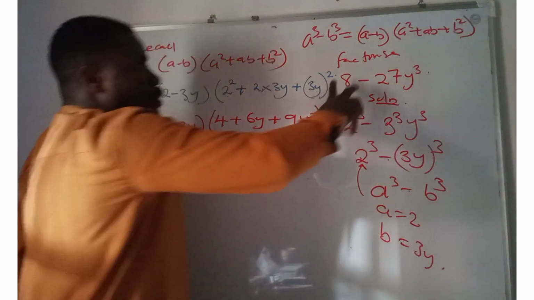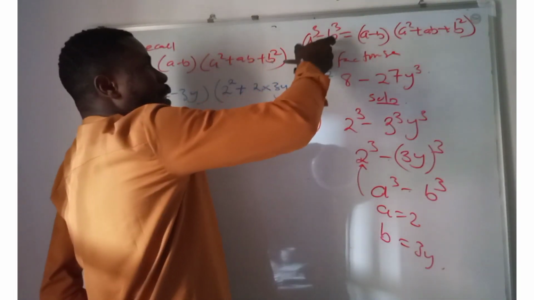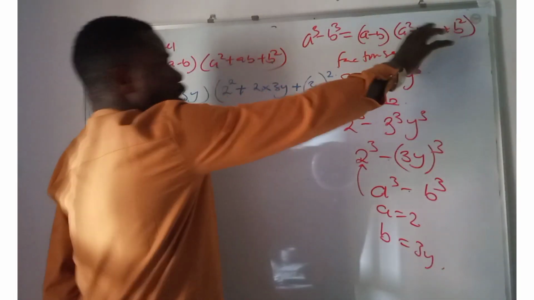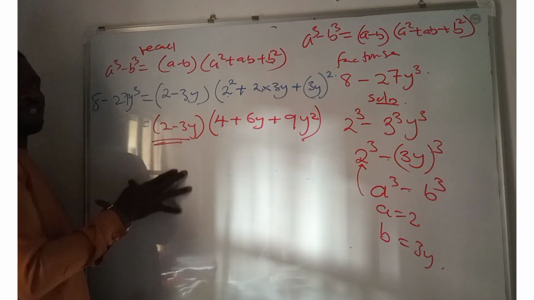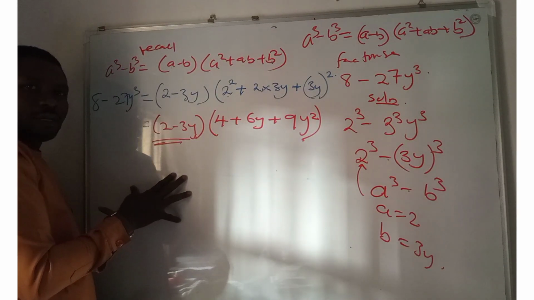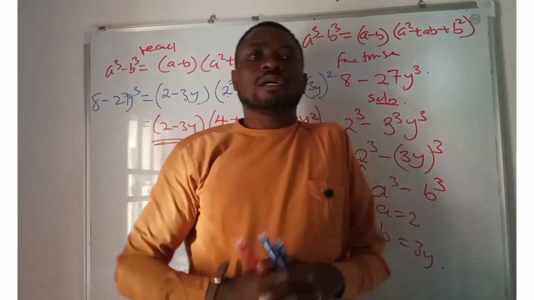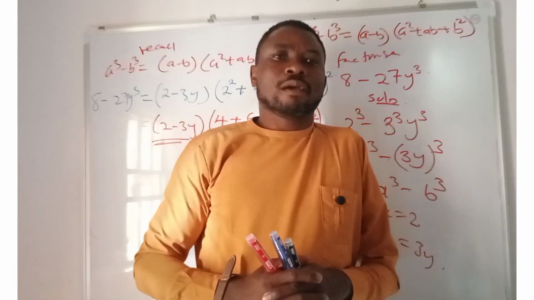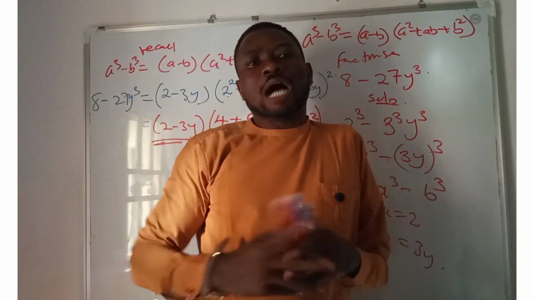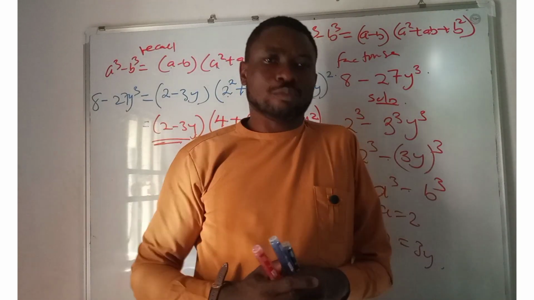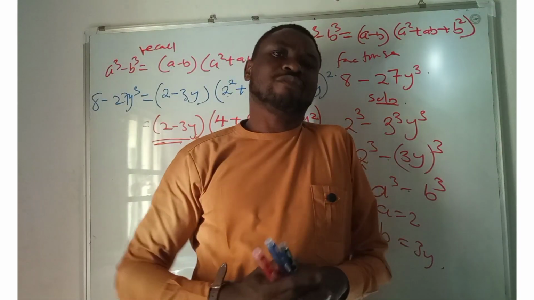You can see that we had to remember that a cube minus b cube is equal to this before we could take this question toward the expected end. I want to believe you have understanding of how to factorize difference of two cubes. I've equally treated how to factorize sum of two cubes, but that is one of my previous videos.